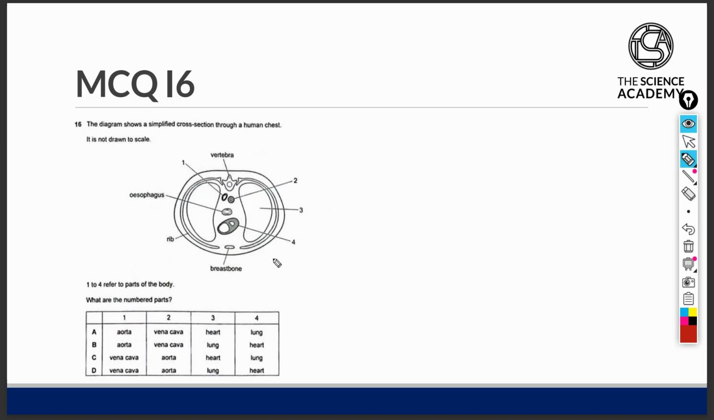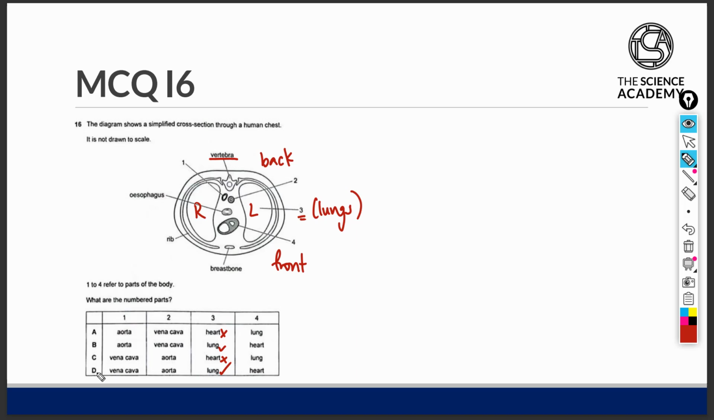So the breastbone will be located on the front of the body, while this will be the back, where we see the spinal cord. The two big lobular structures that are enclosed within the ribs are the lungs. We have the left lung, which is here, and the right lung, which is here, since this is the front of the person. Therefore, organ number 3 must have been a lung. This will allow us to eliminate options A and C.